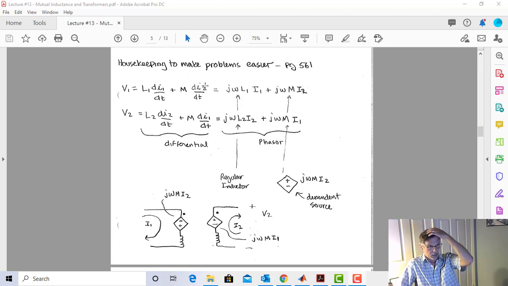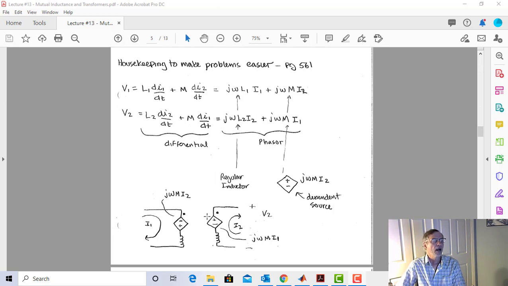And let's take a look at these. jωL1 times I1 looks like just an inductor with inductance L1. Now let's look at this term. jωM I2 looks like a dependent source to me. It's a voltage source that's dependent on I2. So why can't, in a circuit, I write this just as an inductor L1 and write this as a dependent source?